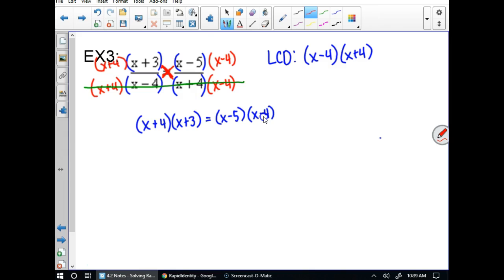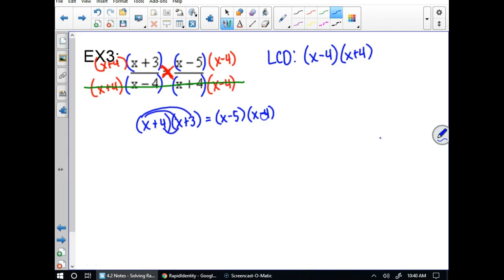Okay, so now what in the world are we going to do? Cry. Adam suggests that we cry. So, okay, we could distribute to make them quadratics on each side. So after we get done crying, we'll distribute.